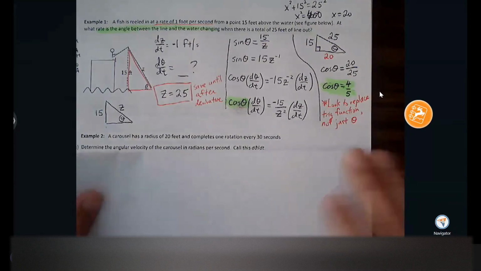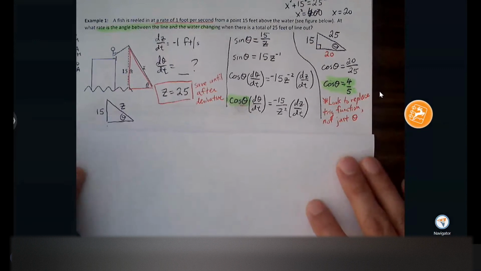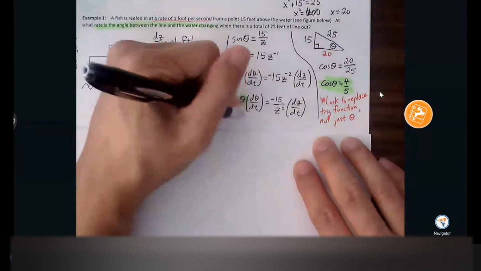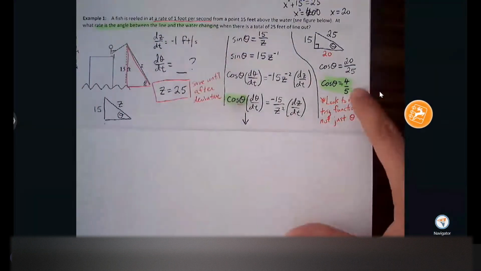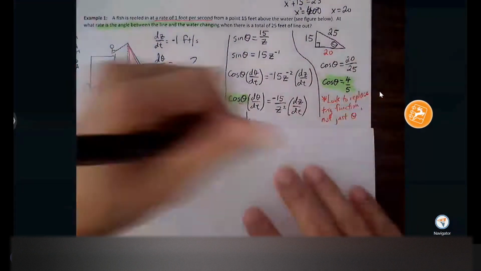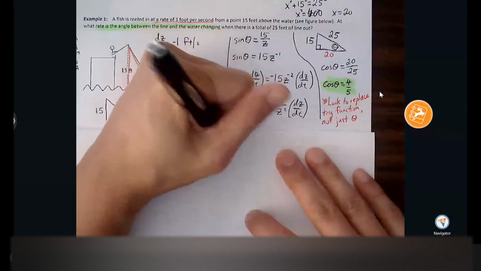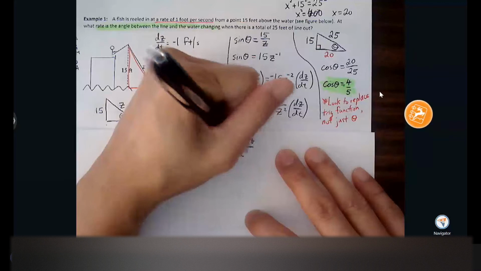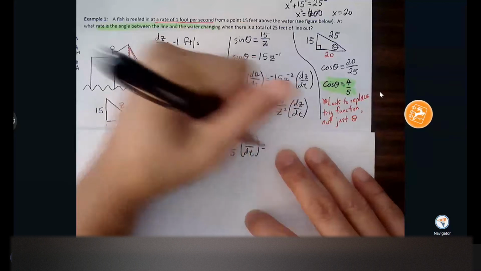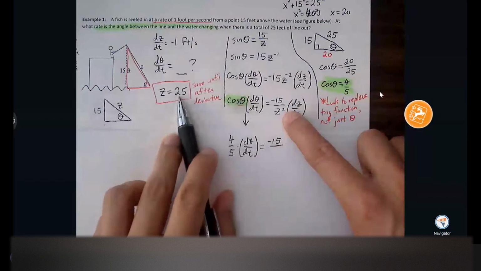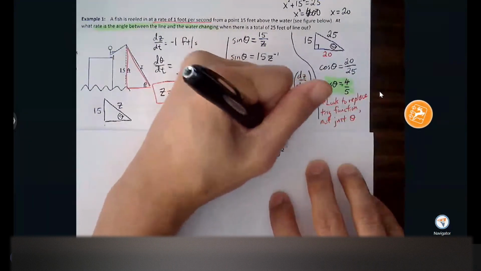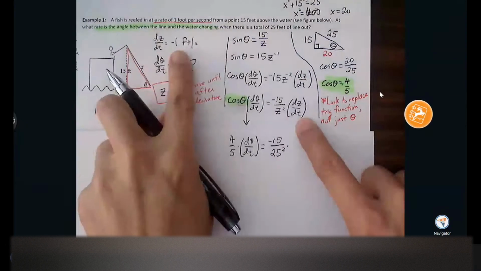I'm going to use the space below for number 2. We're not going to do number 2 here. So let's see here. We should be able to now make our substitution. Cosine theta gets replaced with 4/5. d theta dt is still the variable that we're looking for. -15 over z squared. Z, we have a value for that, 25. And then dc dt is -1.